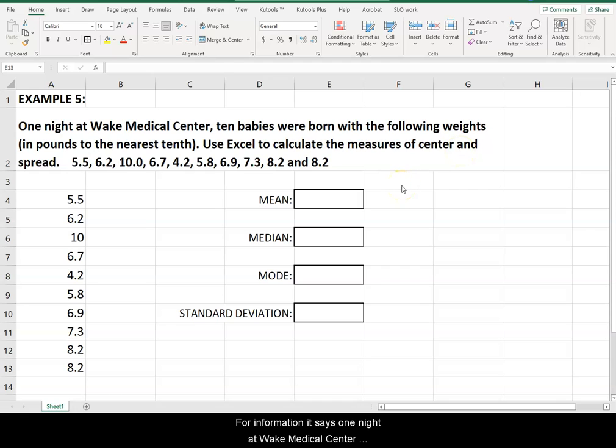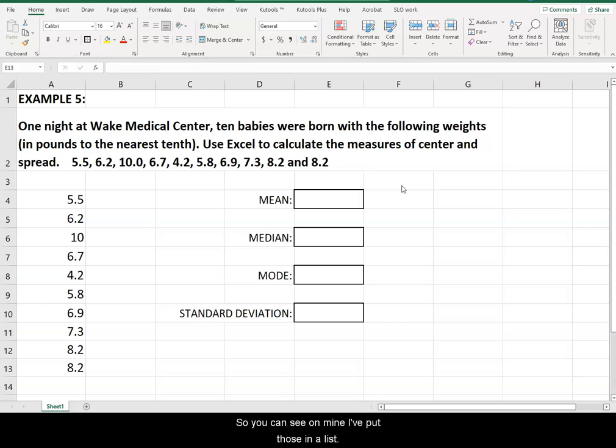For our information, it says one night at Wake Medical Center, 10 babies were born with the following weights in pounds to the nearest tenth. Use Excel to calculate the measures of center and spread, and then it gives us our weights: 5.5, 6.2, 10, 6.7, 4.2, 5.8, 6.9, 7.3, 8.2, and another 8.2.